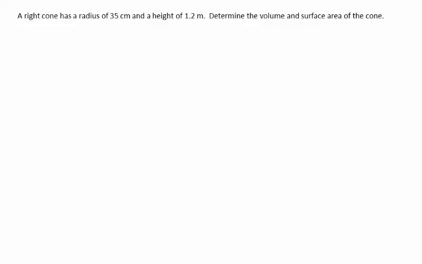A right cone has a radius of 35 centimeters and a height of 1.2 meters. Determine the volume and surface area of the cone. For a right cone, there is one circular base with a radius of r. The height of the cone is measured from the center of the circular base, perpendicular up to the vertex.